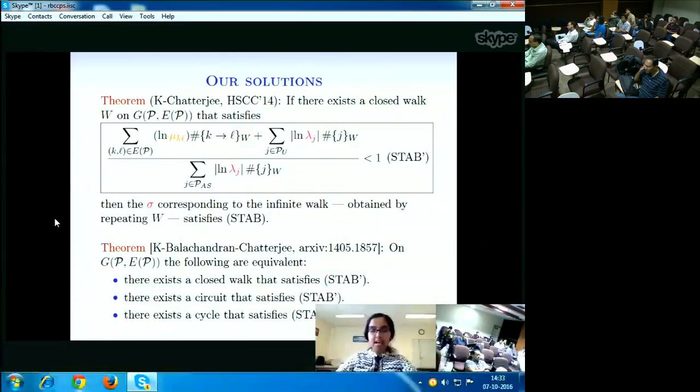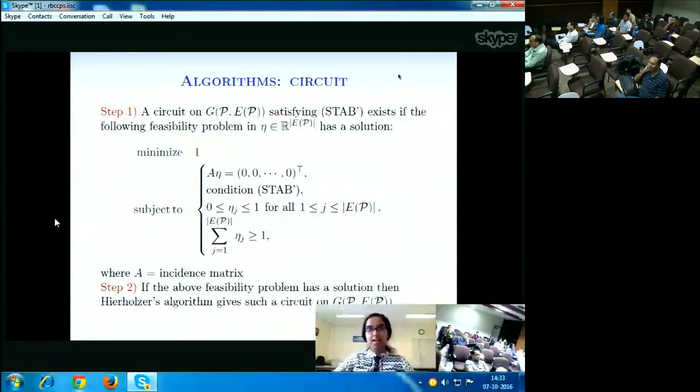Now at the level of circuits or cycles, what we have is algorithms. So the first algorithm detects a circuit on a given weighted directed graph which satisfies this condition. Now this is a two-step algorithm. In the first step, we have a feasibility problem. What this problem does is mark the edges on the given weighted diagram G which will constitute this particular circuit. In the second step, obeying the connectivity of the given graph, it constructs the circuit and outputs it. So from this algorithm, we get a circuit which satisfies this condition.